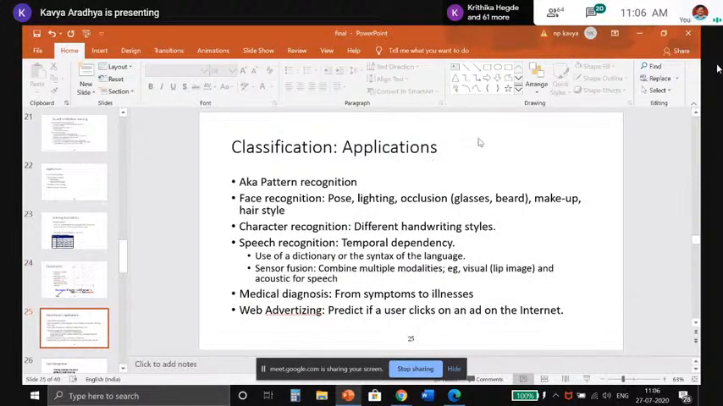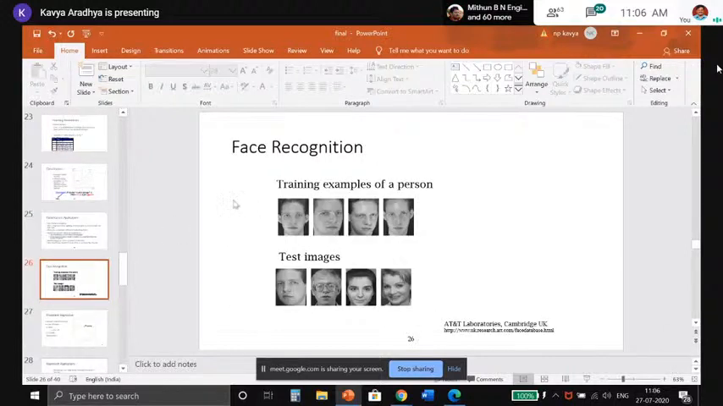To go further, the different classification applications could be pattern recognition, face recognition. Face recognition is a very wide field wherein the pose, the lighting, the occlusion, makeup, hairstyle, everything matters. Character recognition, speech recognition, medical diagnostics, and web advertising. These are different applications. Face recognition, this is one slide you can see here. This is the training example. This is the test data. In this, you have to map which of these are available in the training data.